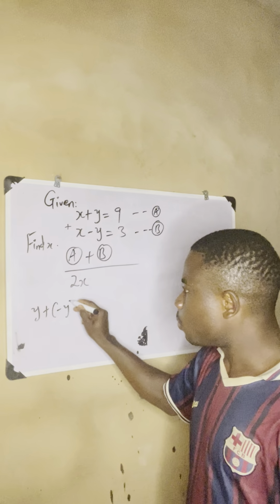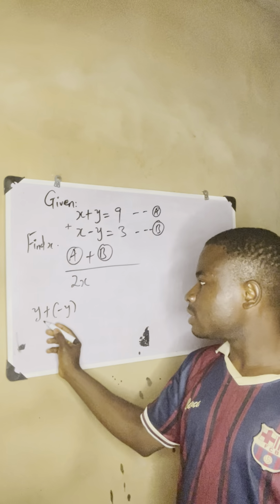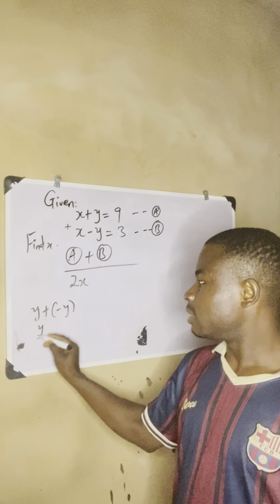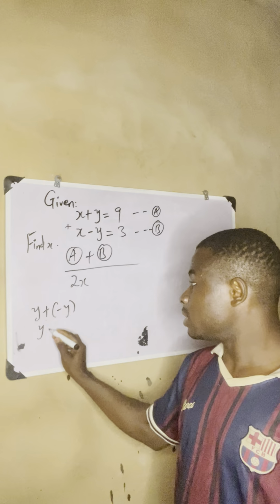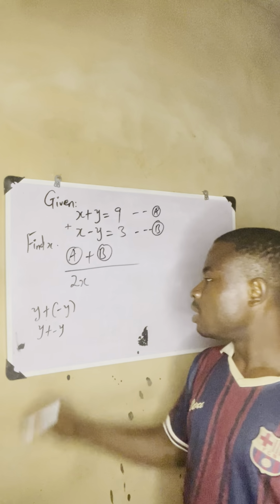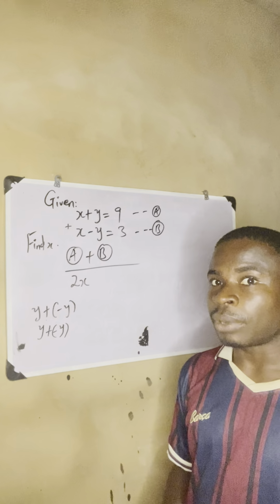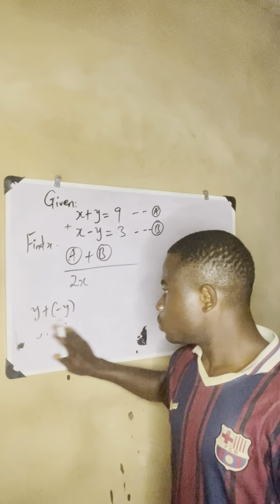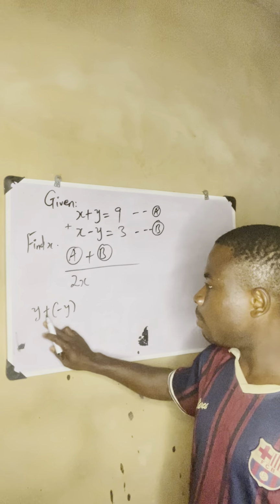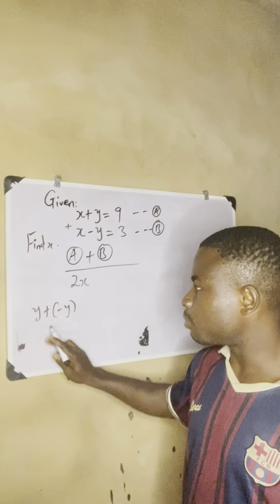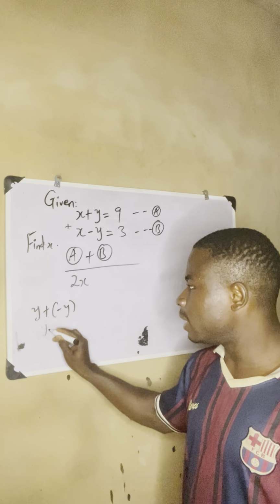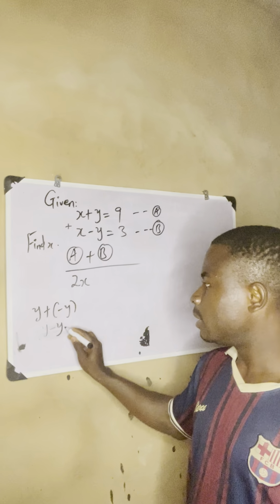minus y. Why did I put this bracket? We don't write two consecutive signs. You cannot write y plus minus, it is unprofessional. So you should enclose one in parentheses. So y plus (minus y). Remember, plus times minus is minus. So this is the same thing as y minus y, which is equal to 0.